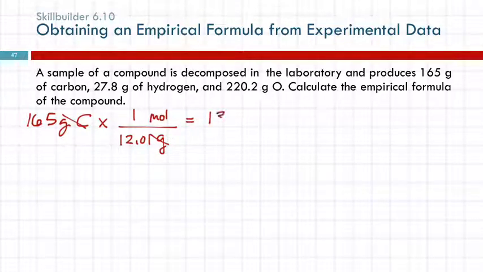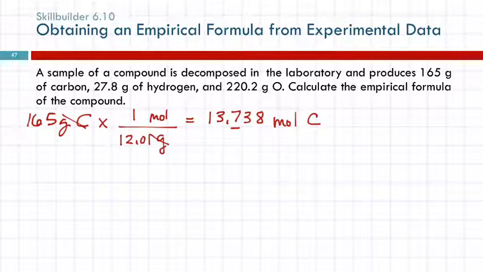So this is 13.7. If we're counting sig figs, this would be 3 sig figs. And so we want to be sure we keep at least 2 more after that, because we don't want to round off. We want to keep extras if possible. So there's my moles of carbon.